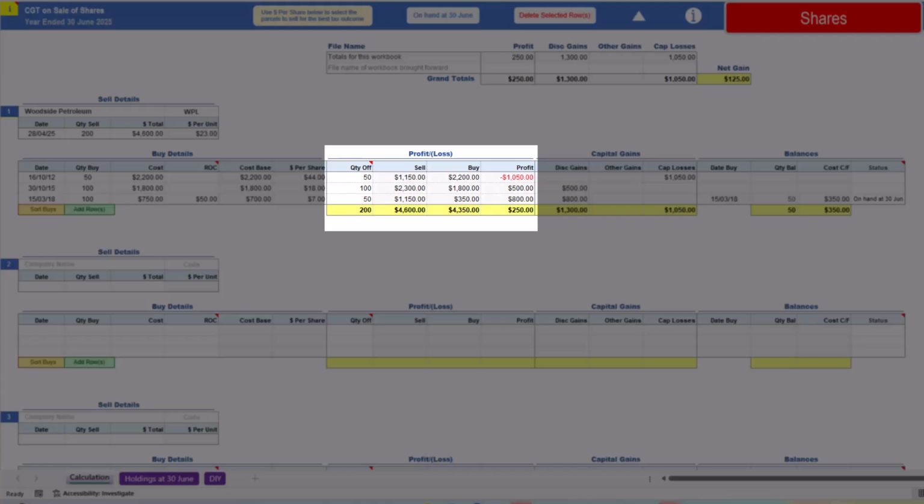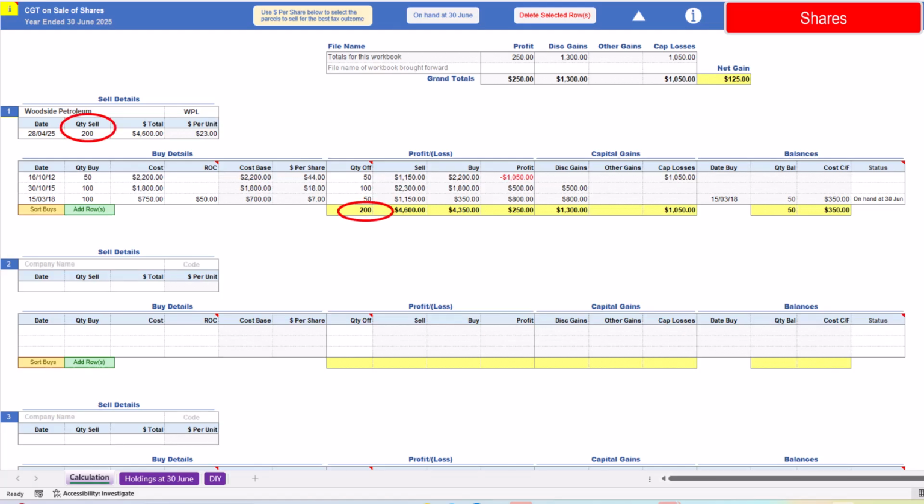For partial sales of your current holding of shares in this company, you have the option to reduce the quantity sold from any parcel based on their cost per share to maximise or minimise the gain as required for the client's particular circumstances. An error message will be displayed at the bottom of this section if totals for quantity off and quantity sold do not agree.